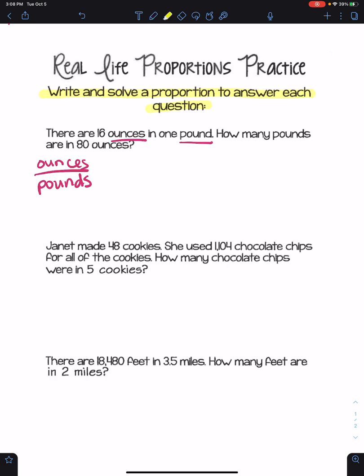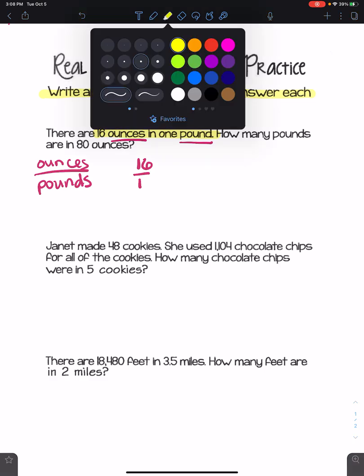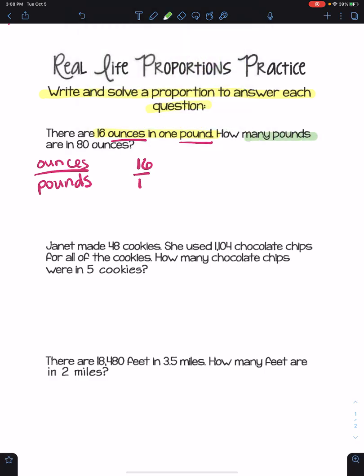So in the first situation, there are 16 ounces in 1 pound. So I'm going to say 16 ounces for 1 pound. And then it says, how many pounds are in 80 ounces? So we're writing a proportion. The 80 is the ounces, and that goes on top. We don't know how many pounds. It actually says how many pounds. So if you don't know that value, you're going to put a variable. You can choose any letter you want for the variable. I just choose X every time to keep it simple.